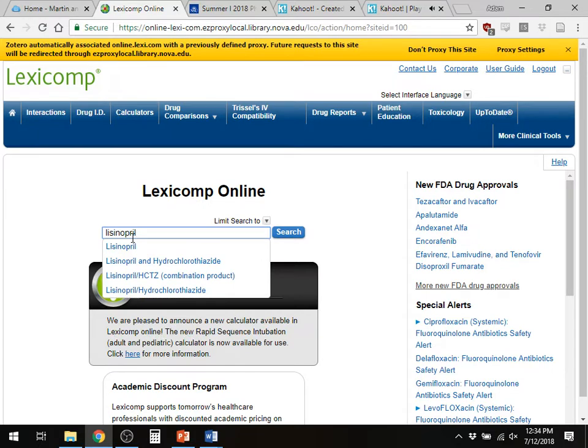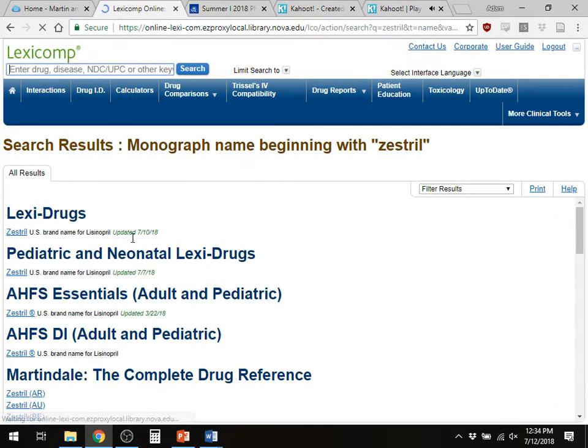If I only had the brand name, I could put that in as well. It'll come up with the same thing regardless. So, for instance, let's say I just want to put in Zestril, Z-E-S-T-R-I-L. That will also come up with lisinopril.